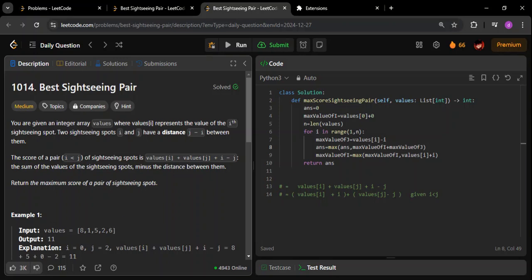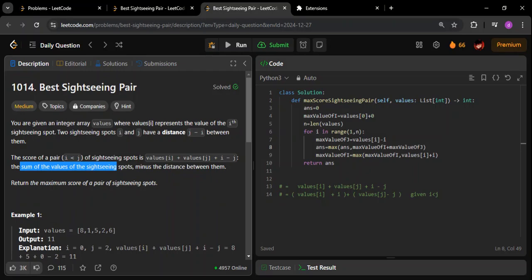That is, if you are considering two spots, let's say this one and this one, the distance between them is going to be the difference between their indexes. Okay, simple as that. The score of a pair, remember till now we are only dealing with a single index. For a single index the value is going to be values[i]. Now they're talking about a pair, so let's see what they're saying. The score of a pair (i, j), where i has to be less than j, of sightseeing spots is values[i] plus values[j] minus the distance between those indices. That is the sum of the values of the sightseeing spots minus the distance between them.